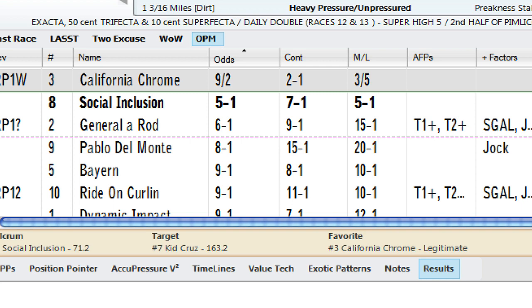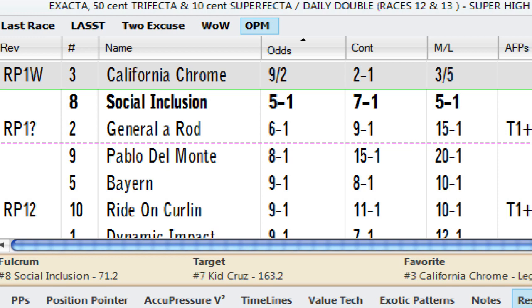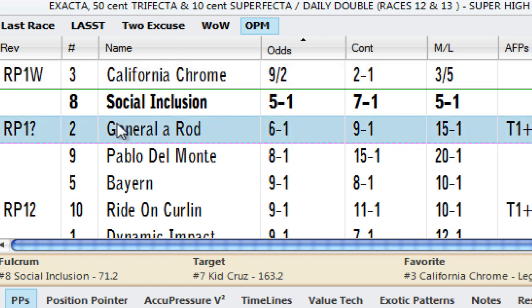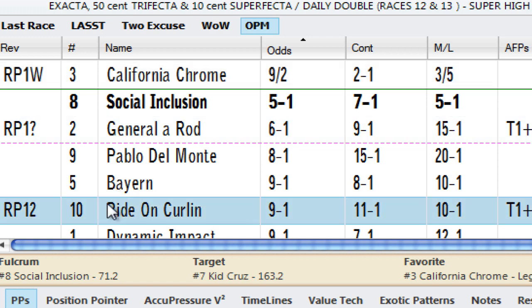It should be to no one's surprise that Blackmagic puts the Kentucky Derby winner, California Chrome, on top in the Preakness Stakes. Now, this is an unusual Preakness for a number of reasons. Usually in the Preakness, you get a lot of colts who just ran in the Kentucky Derby. Interestingly enough, only two other horses besides California Chrome will be running: the 2, General A-Rod, the colt that I bet in the Derby, who finished 11th, and the 10, Ride On Curlin, who finished 7th in the Derby.